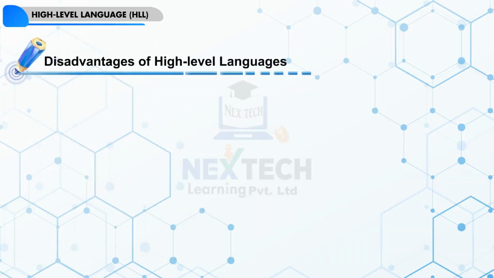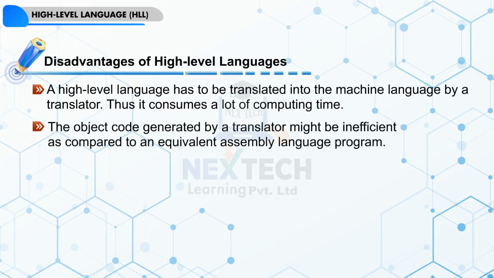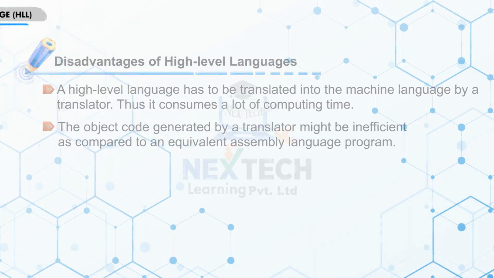Disadvantages of high-level languages. A high-level language has to be translated into the machine language by a translator. Thus, it consumes a lot of computing time. The object code generated by a translator might be inefficient as compared to an equivalent assembly language program.